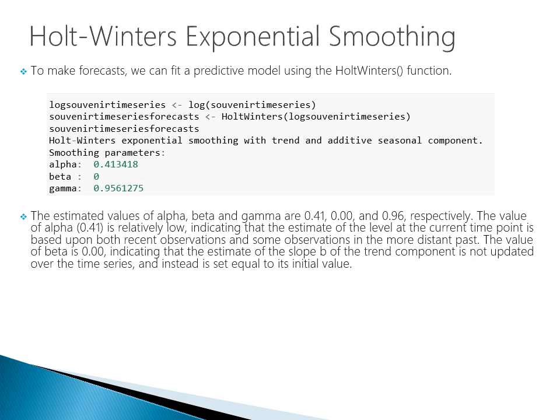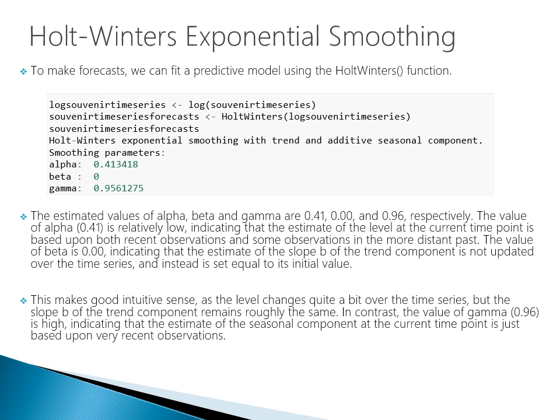The value of alpha, 0.41, is relatively low, indicating that the estimate of the level at the current time point is based upon both recent observations and some observations in the more distant past. The value of beta is 0, indicating that the estimate of the slope b of the trend component is not updated over the time series, and instead is set equal to its initial value. This makes good intuitive sense, as the level changes quite a bit over the time series, but the slope b of the trend component remains roughly the same.